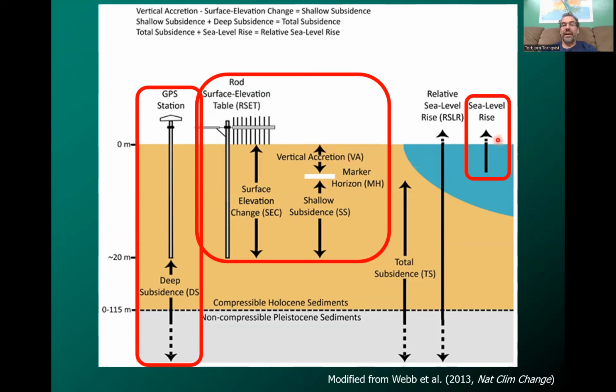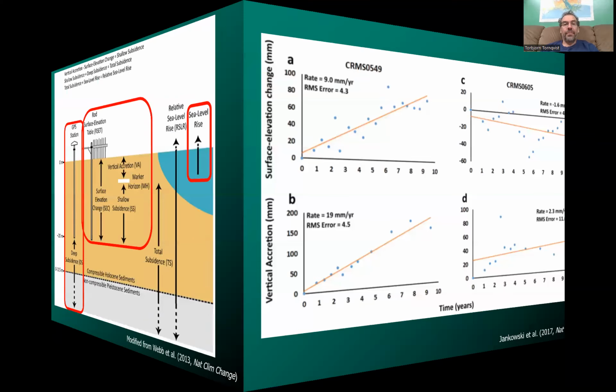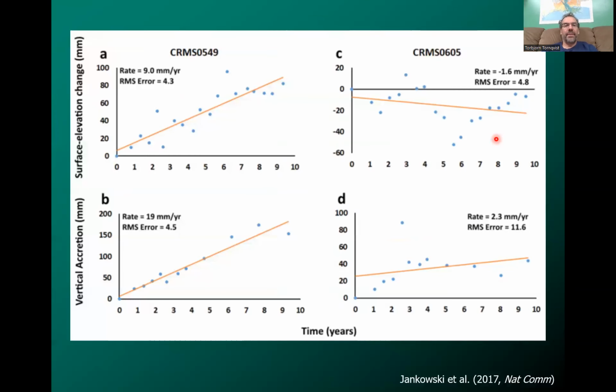If we then combine that with the geocentric sea level rise that is happening independent of vertical land motion, we basically get the total relative sea level rise rate that is observed at the land surface. And that then is something you can compare directly with vertical accretion data to determine whether your wetland is keeping up or not.